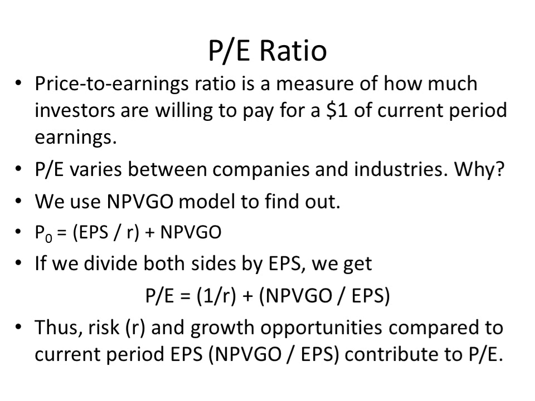Okay, let's talk about the PE ratio. We already talked about the PE ratio back in Chapter 3. It's a measure of how much investors are willing to pay for $1 of current period earnings. Now, PE varies between companies and industries. Why? Well, we can use this NPV-Go model to find out.